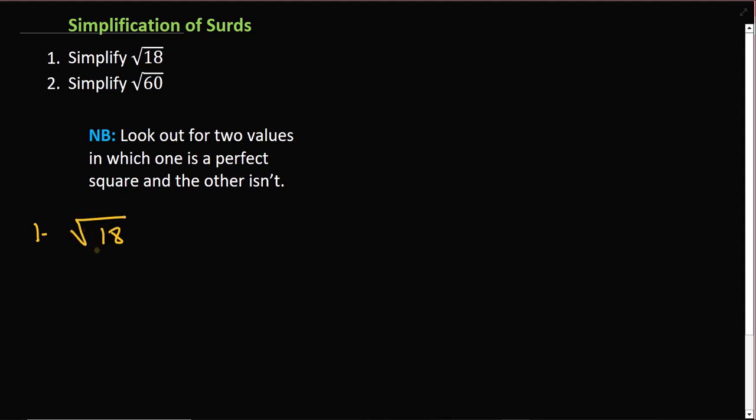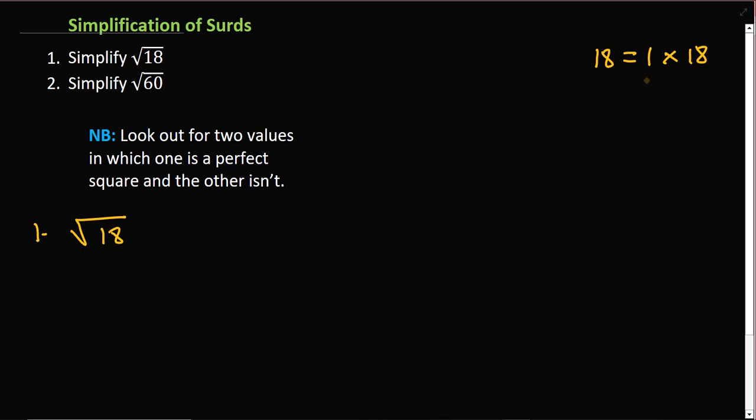Before I simplify root 18, I want to figure out the factors of 18. If we know the factors of 18, then we can break this surd down. For us to do that, we need to find one value that is a perfect square, and the other doesn't have to be a perfect square. So I look at all the factors of 18. I know 1 can divide 18, one can divide every number. So 1 multiplied by 18 gives us 18.